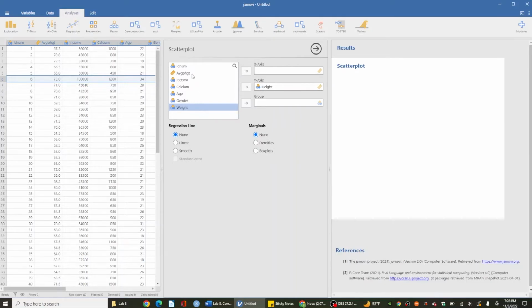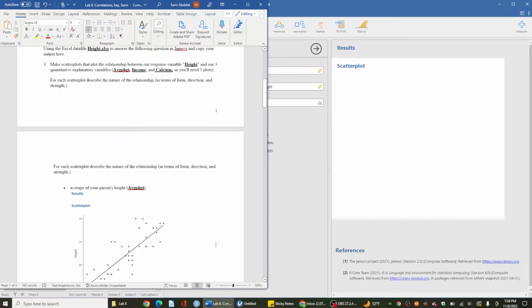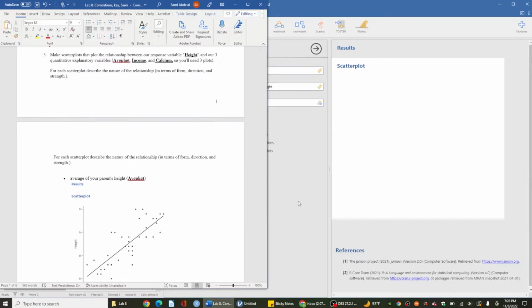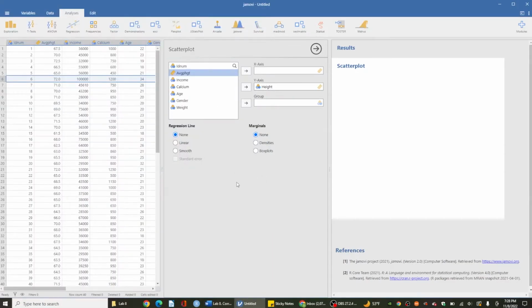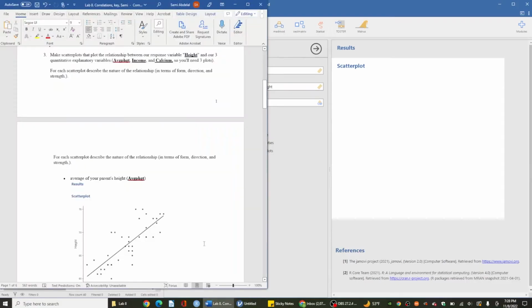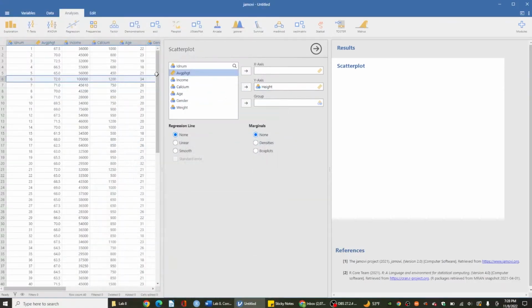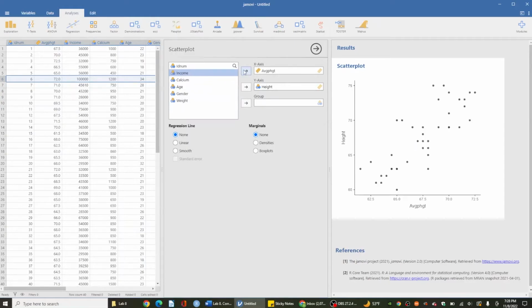And then let's just double check. So average parent height is going to be on the axis. And then we get this lovely little scatter plot here. All we need to do is throw in that best fit line. The problem here is we don't have the correlation.